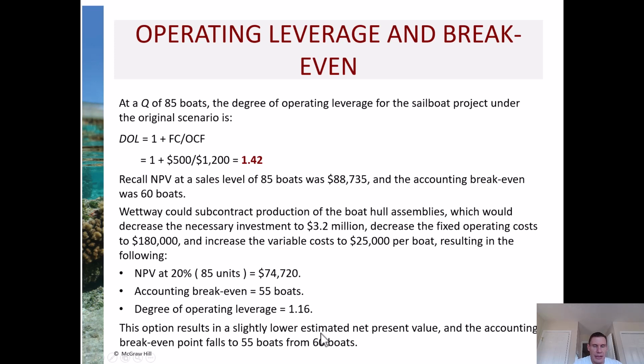So this option results in a slightly lower estimated net present value, and the accounting break even falls to 55 boats from 60 boats. So this is something that they could consider. If they're looking at maybe getting out some of those fixed costs, it might not be a bad idea for them.